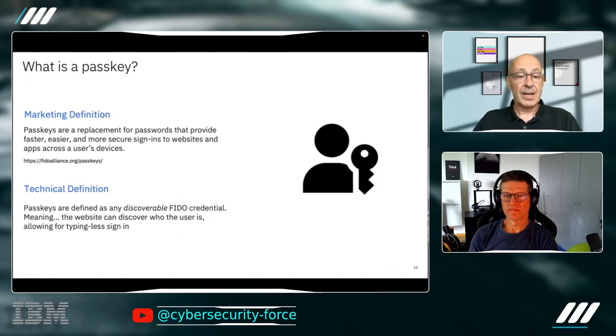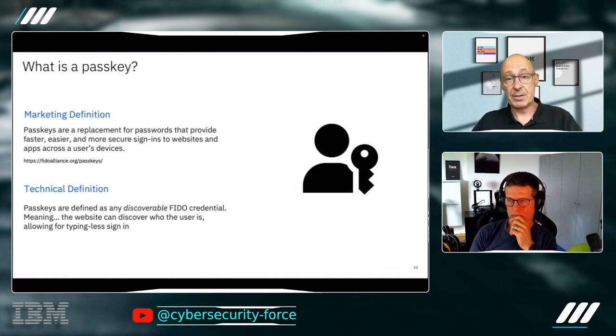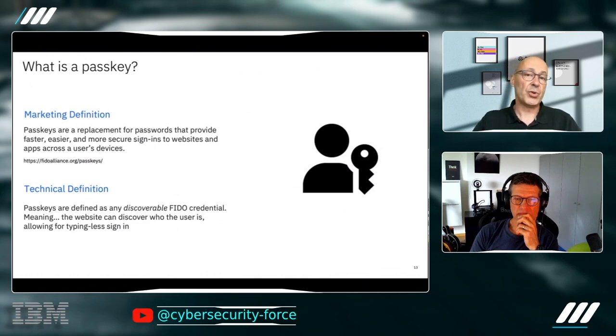The technical definition is, it is a FIDO credential, right? But it's also discoverable. And what we mean by discoverable is that it's something that can be discovered by the client applications, such as the browser. And something that we will see during the demos, it can detect if there is a credential for you when you go to that site. For example, if I go to w3.ibm.com, the browser can see, okay, there is a passkey for you there. Let me use that passkey.